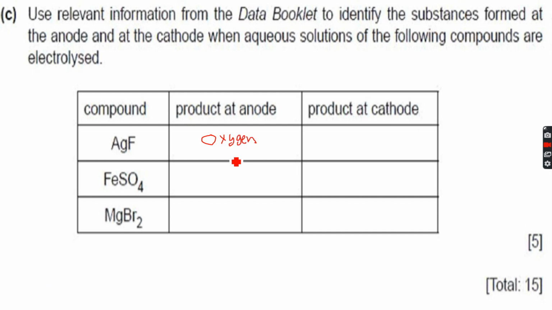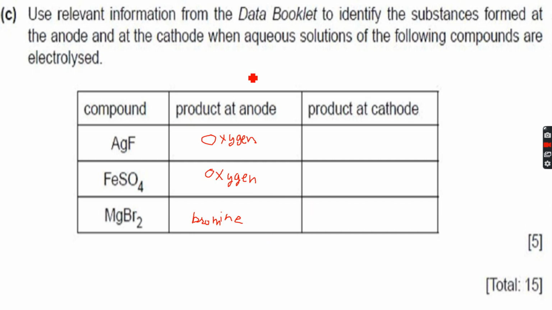So let's do all the anode products first. SO4, so oxygen again, because OH- discharges with more ease compared to SO4 2-. And MgBr2, this will be bromine gas, or we can also say Br2, because Br- discharges in preference to OH-, so definitely this has to be bromine.